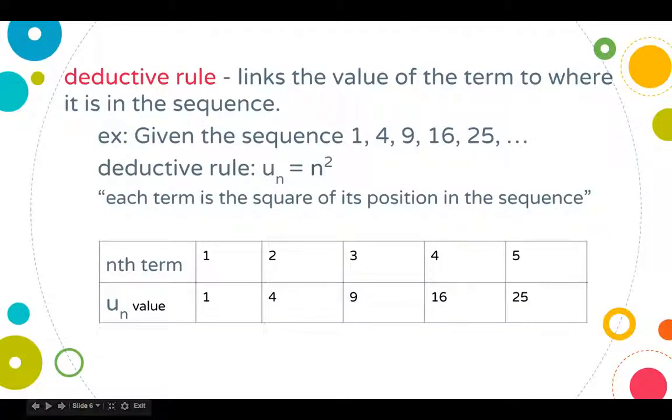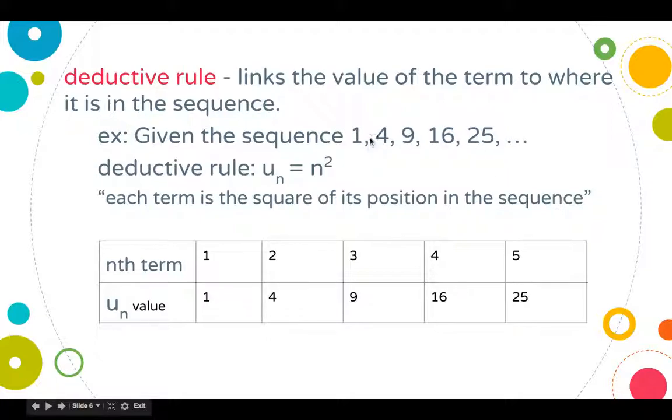The second way of finding a rule for a sequence is a deductive rule. And the deductive rule links the value of the term to where it is in the sequence. So if I give you a sequence 1, 4, 9, 16, 25, looking at that, there doesn't really seem to be a pattern where I'm like 1 plus 3 is 4, but 4 plus 3 is 7, so that doesn't work. Or you could think, 1 times 4 is 4, but 4 times 4 is not 9, so I can't really use recursive reasoning to figure out the rule. I can't really base the next term on a previous term.